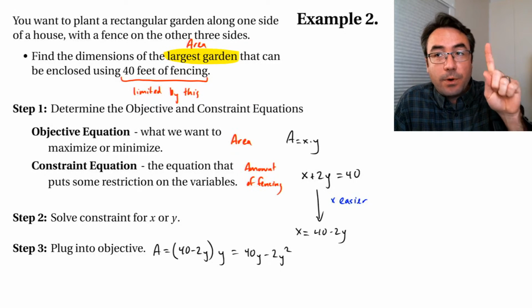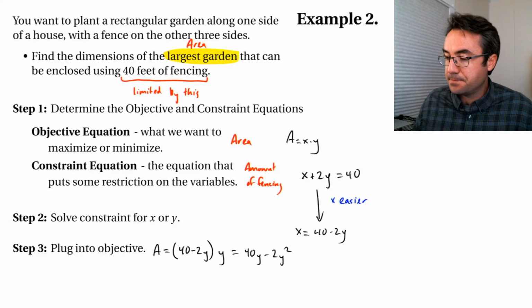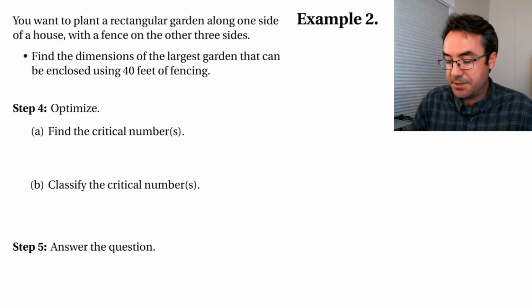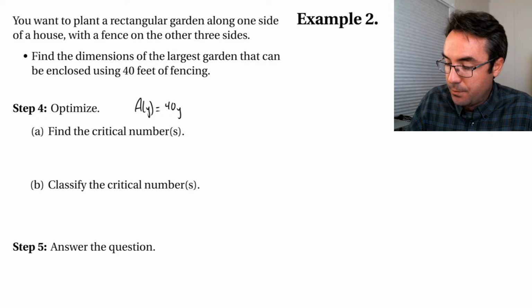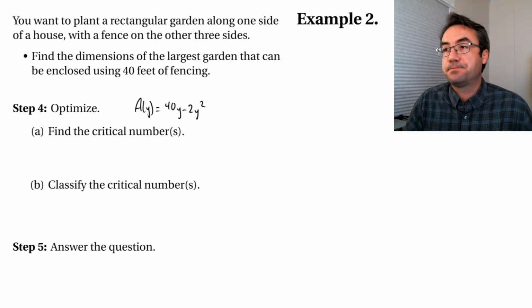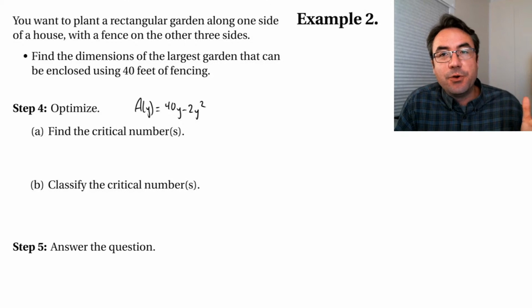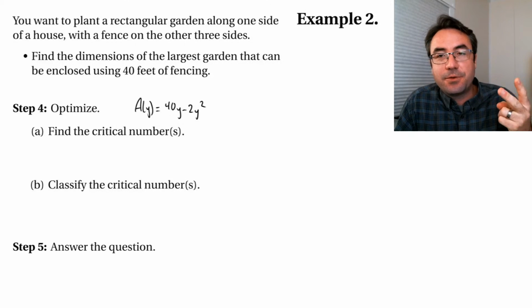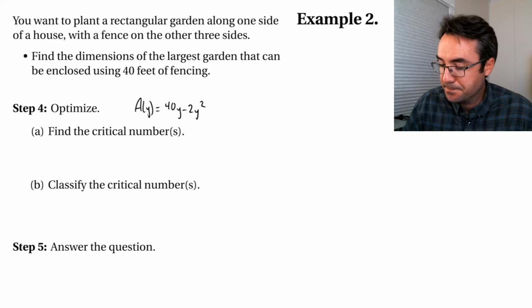And notice we're down to one variable now, so we can go through all of our usual calculus techniques. And that's what we're going to do next. So we're going to optimize our one variable function, which we said was 40y minus 2y squared. And same process that we've been doing: critical numbers, classify the critical numbers, and then make sure we've answered the question.